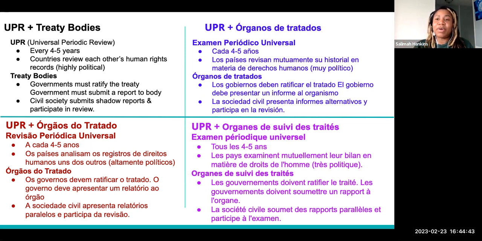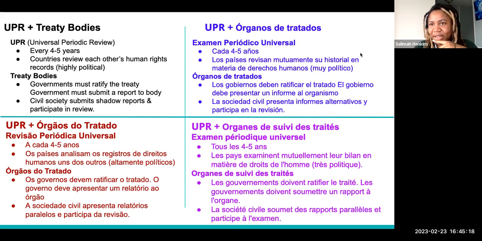And this process, civil society can engage more directly in. They can submit shadow reports. They can participate in the review of the government. But the government must cooperate, meaning it must submit a report to the body that civil society can then respond to and engage with. And sometimes governments don't submit a report because they don't want to be reviewed.